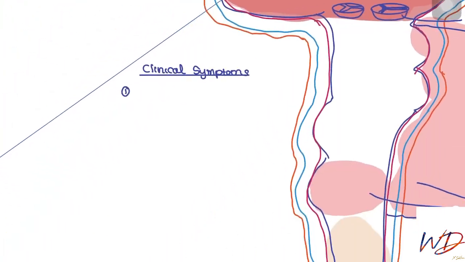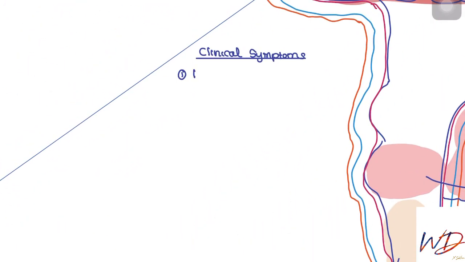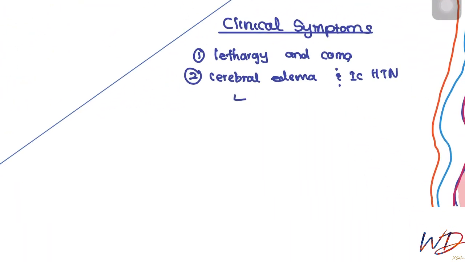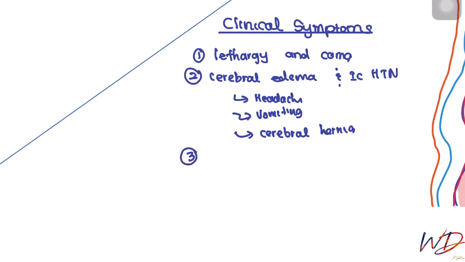So the clinical symptoms include lethargy and coma, cerebral edema, and intracranial hypertension. So with intracranial hypertension, I didn't explain it here, but we get three things. We get headache, vomiting, cerebral hernias. And finally, the meningeal irritation signs can be found.